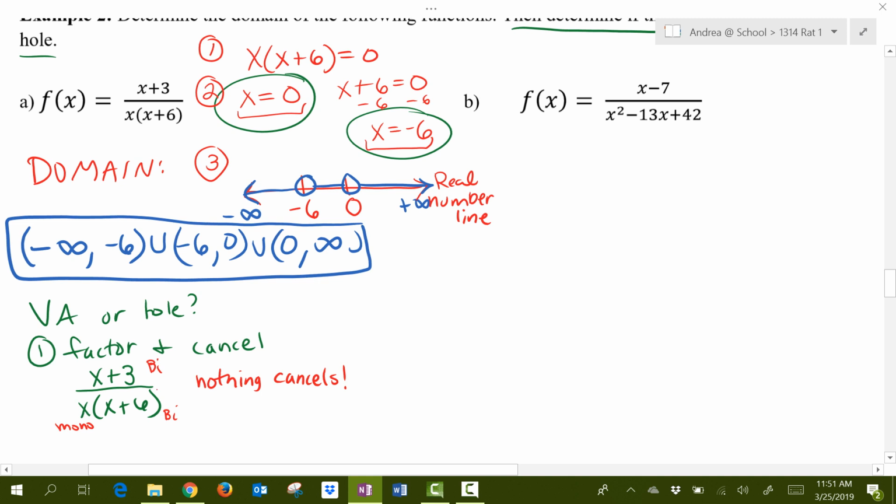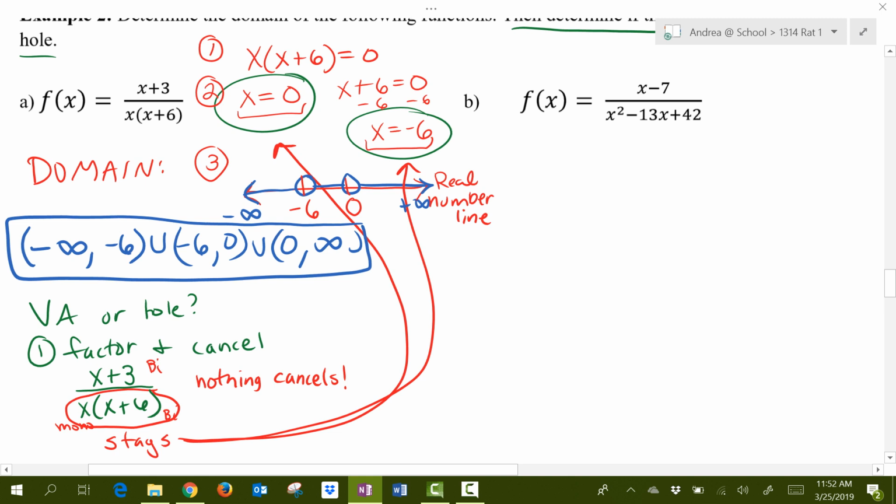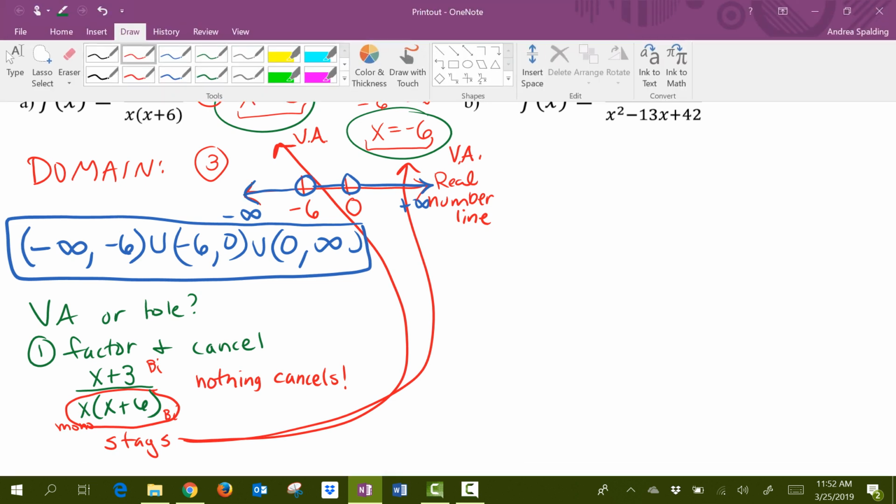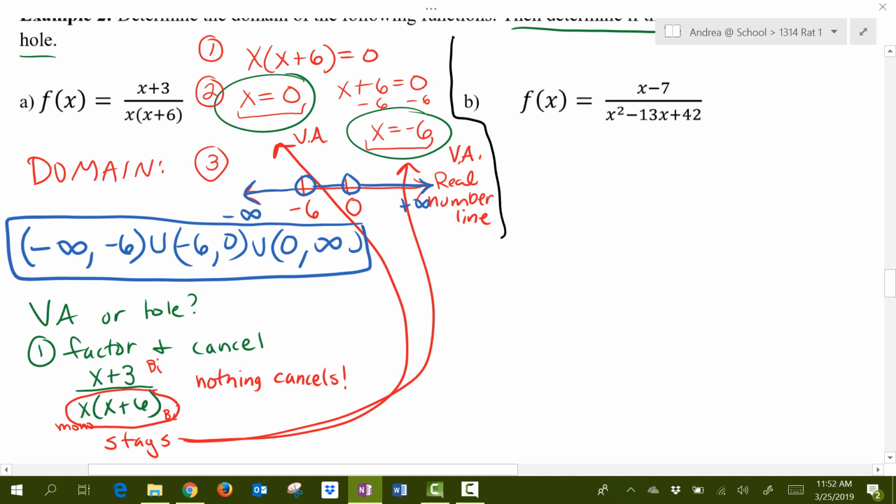If nothing cancels, then I'm left with x times x plus 6. Both factors stay. If factors stay, then we know that we have vertical asymptotes at the x values that factors stay in the denominator. So x is one of our factors that stays in the denominator. We will have a vertical asymptote at what makes that factor equal 0. x plus 6 also stayed in the denominator and did not cancel out. So we will have a vertical asymptote at what makes that factor equal 0. So in this case, we have two vertical asymptotes for part A.